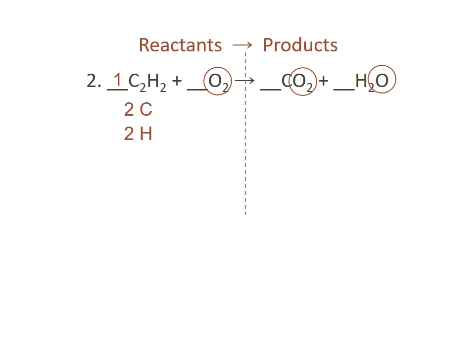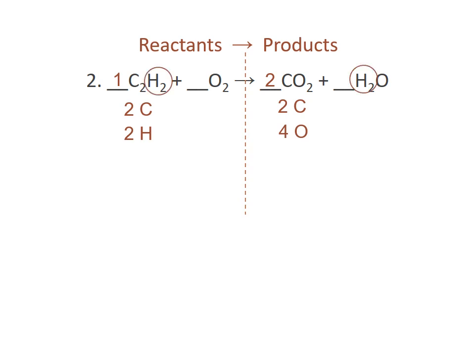I could start with hydrogen because it's only located in 2 different spots. One's on the reactant side, one's on the product side. Or I could start with the carbon, and that is what I'm going to do, start with carbon. So I've got 2 C's on the reactant side. I'm going to need then 2 C's on the product side. And to get 2 C's out of CO2, I will need 2 carbon dioxides. That gives me 2 carbons and 4 oxygen.